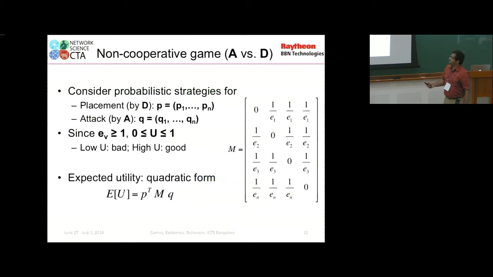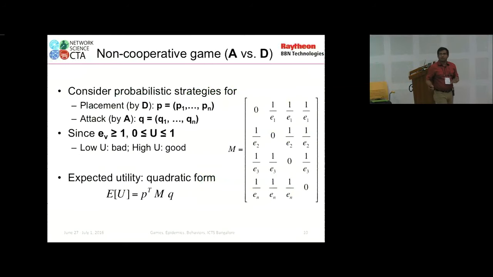You can see that there is a mixed strategy space. In general, you won't get any pure strategy here. P1 through PN is the vector of probability mass that the defender puts on each node in the network. With probability Pi, it'll defend node i, and with probability Qj, attacker A will attack node j. And this is the matrix you can form, where the designers are the row players and the attackers are the column players. Notice that all entries in a certain row are equal except the diagonal element, because that's where the attacker guesses right. So the expected utility has a quadratic form.